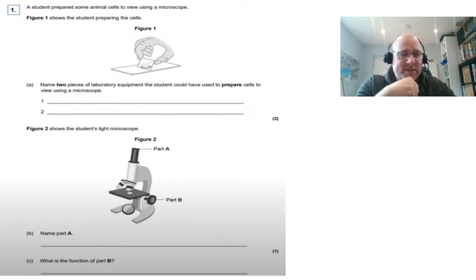Okay, here's a quick question. See if you can do these. It's just naming the parts. Name 2 pieces of equipment the student could have used to prepare cells to view using a microscope. And then for part B, name part A. And for part C, what's the function of B?